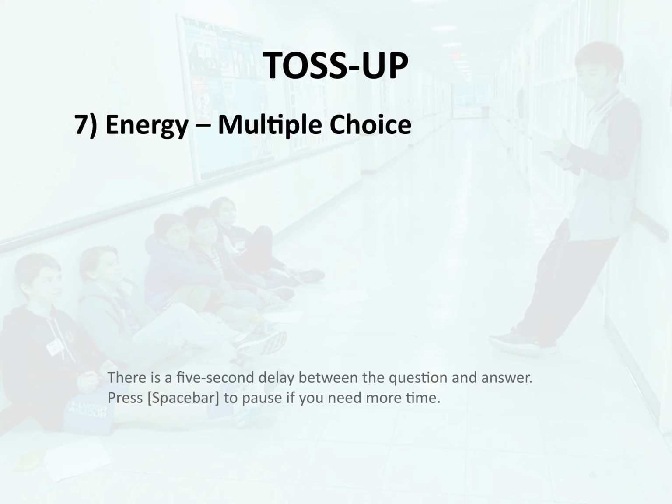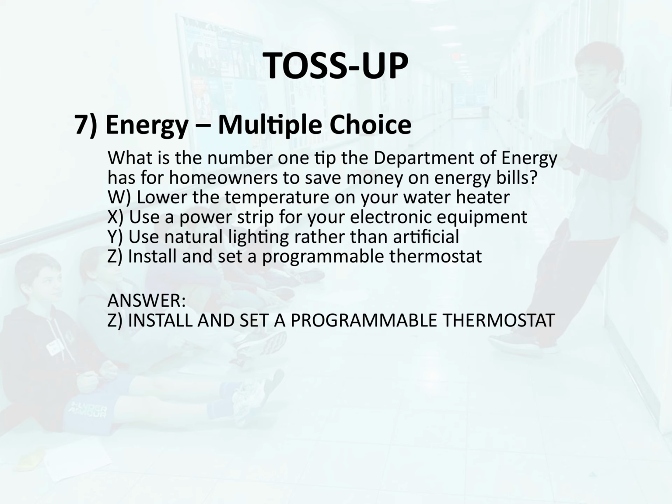Toss-up 7. Energy, multiple choice. What is the number one tip the Department of Energy has for homeowners to save money on energy bills? W. Lower the temperature on your water heater. X. Use a power strip for your electronic equipment. Y. Use natural lighting rather than artificial. Z. Install and set a programmable thermostat. Answer: Z. Install and set a programmable thermostat.